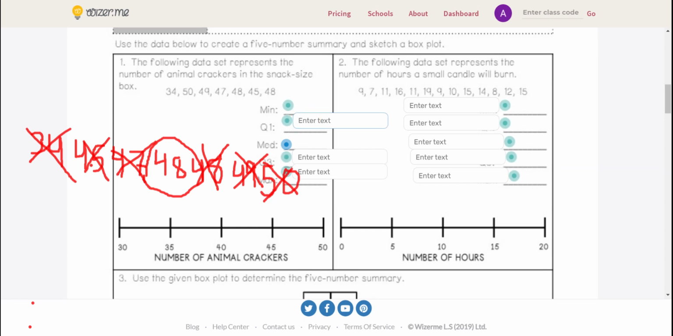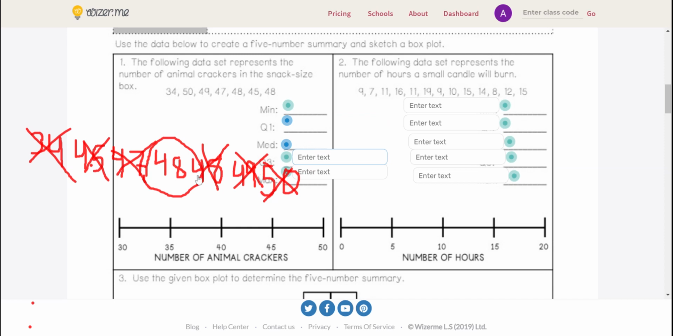Q1 would be the median of the left side of the data. So everything on this side, and it's easy to see here. We have a middle number. Now you could rewrite these and X out, but the middle number on this side of the median, we never count the median. We do the numbers to the left, right? This is my lower half. My median of quartile 1 would be 45.